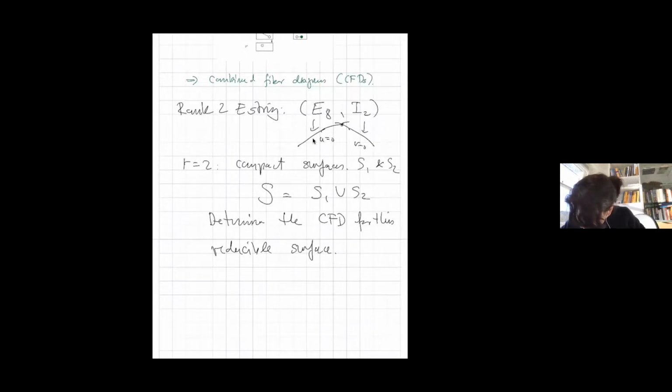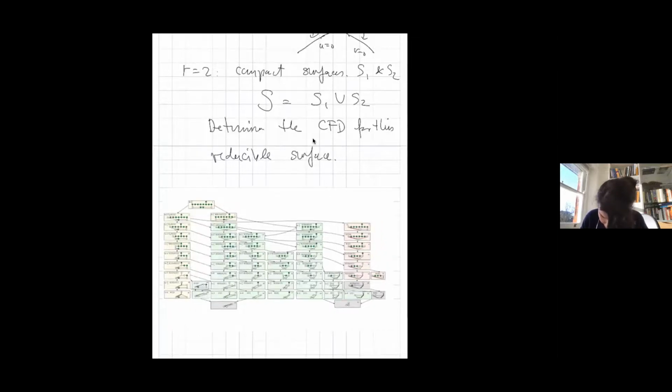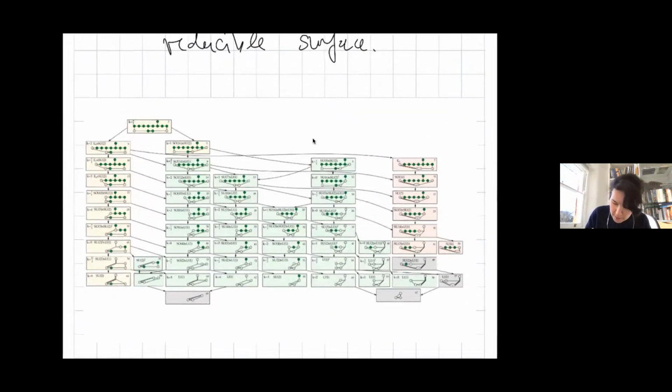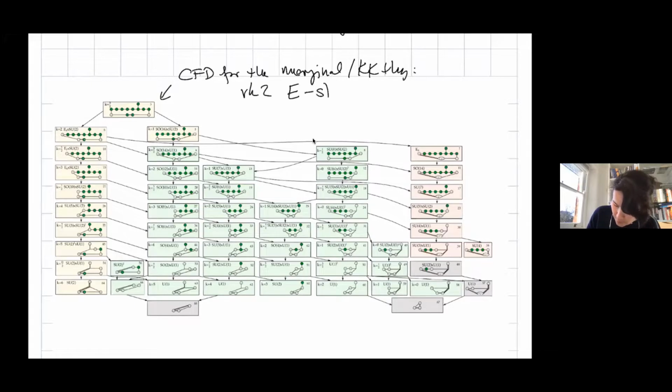Okay, and we can do this, and that's the last thing I will show you. I'll leave you with that today, and then we'll see what we will do tomorrow. This is sort of the moment when you either run or you say, oh, okay. So this is, I hope you can see that. So that's actually the CFD for the marginal or KK theory. That's the rank 2 E string on S1.